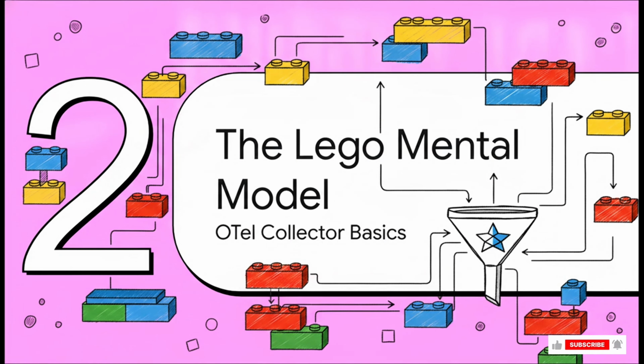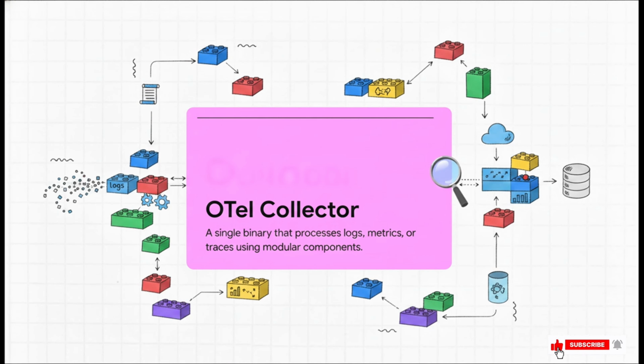Moving to Section 2, the Lego mental model, OTel collector basics. To really grasp this, you've kind of got to think of the OpenTelemetry collector literally like a giant set of Lego blocks. You can just snap together different receivers, processors, and exporters to construct these incredibly powerful, highly customized pipelines. It's a single binary capable of processing all your telemetry types, logs, metrics, and traces. You receive the data, transform it, and export it exactly where it needs to go.